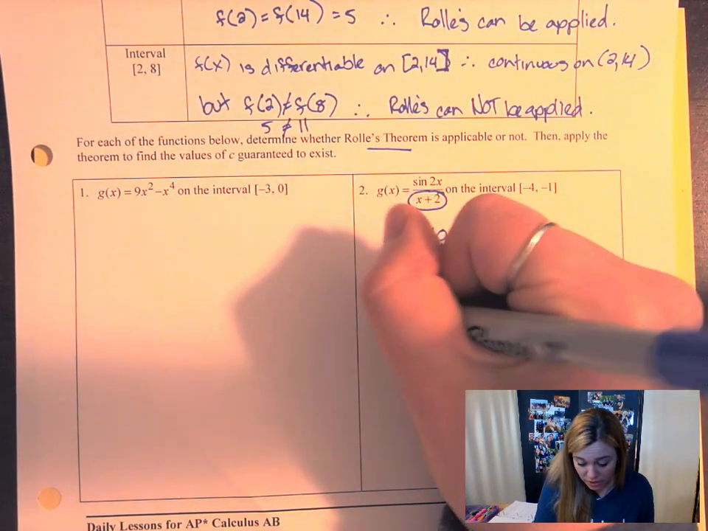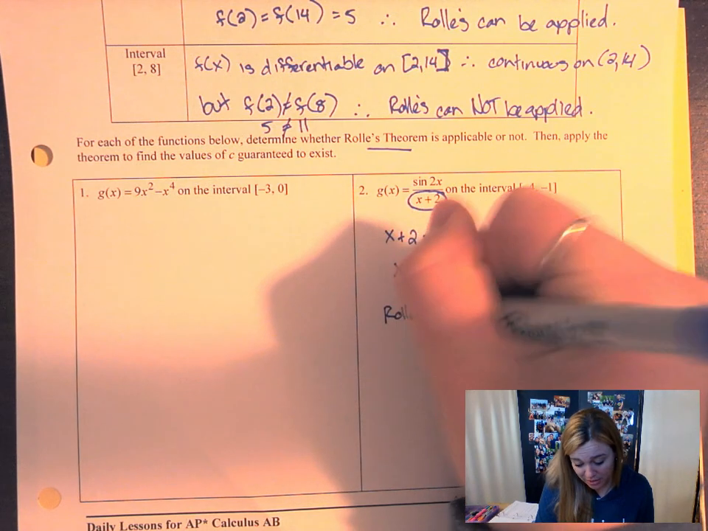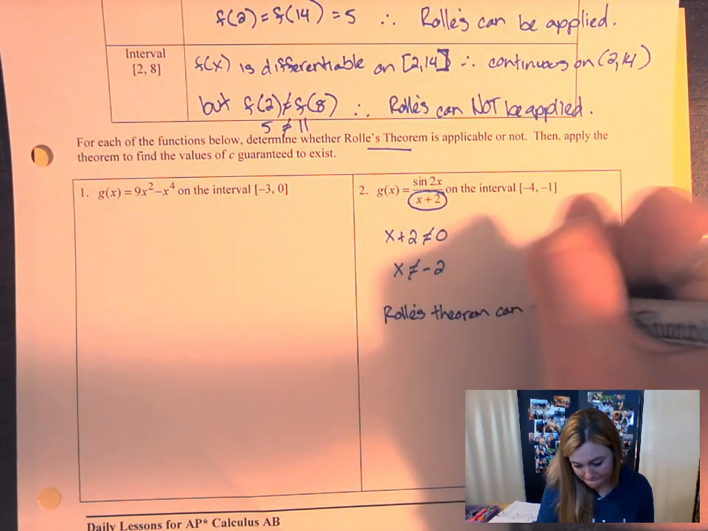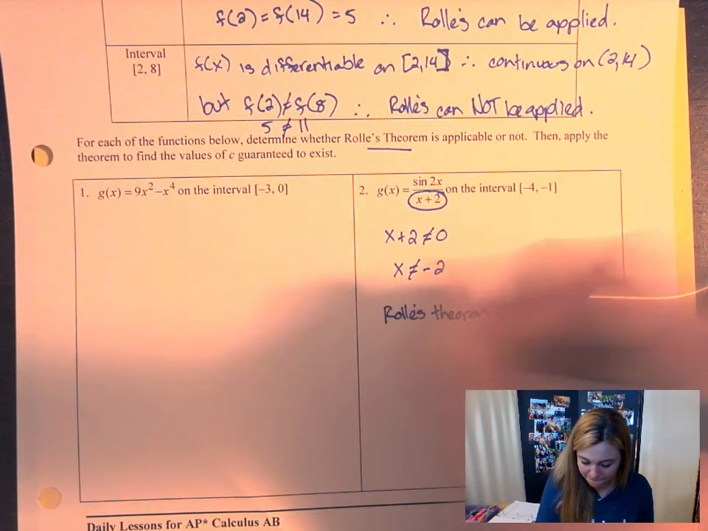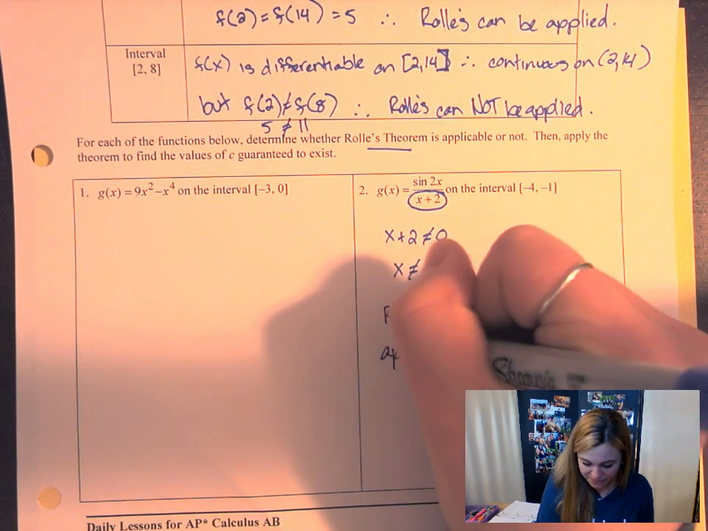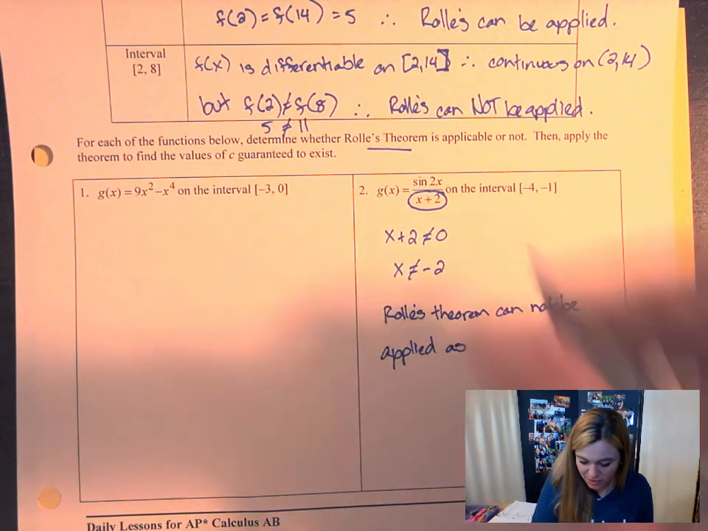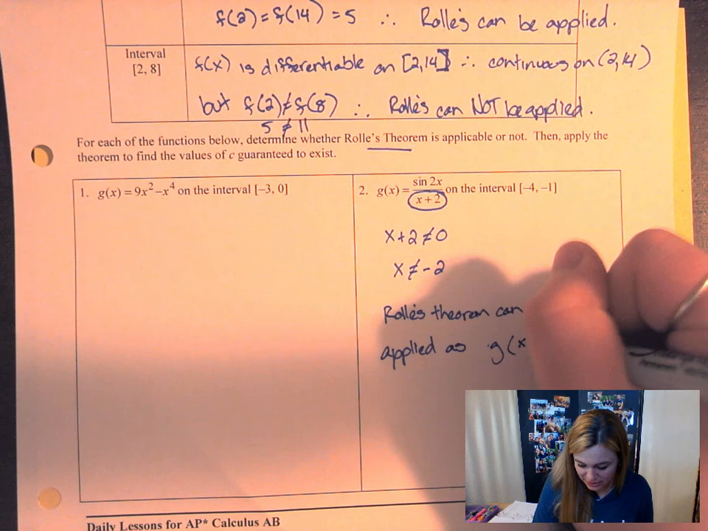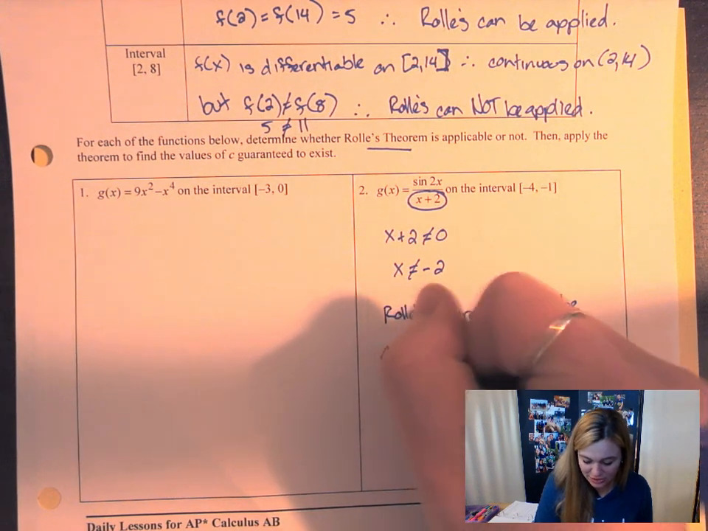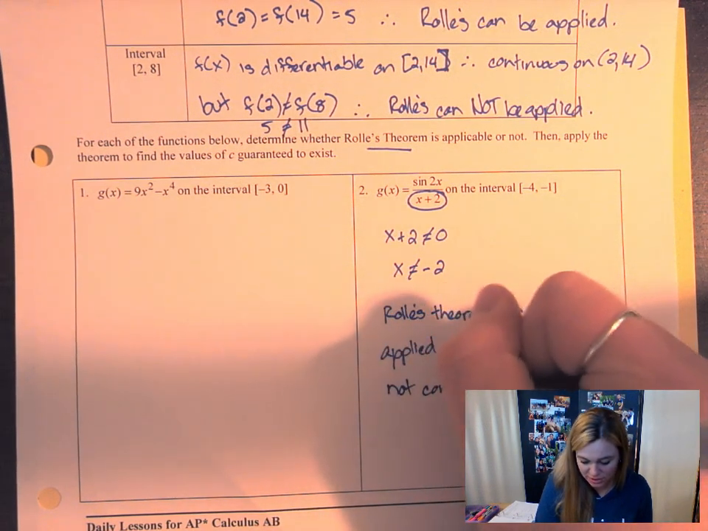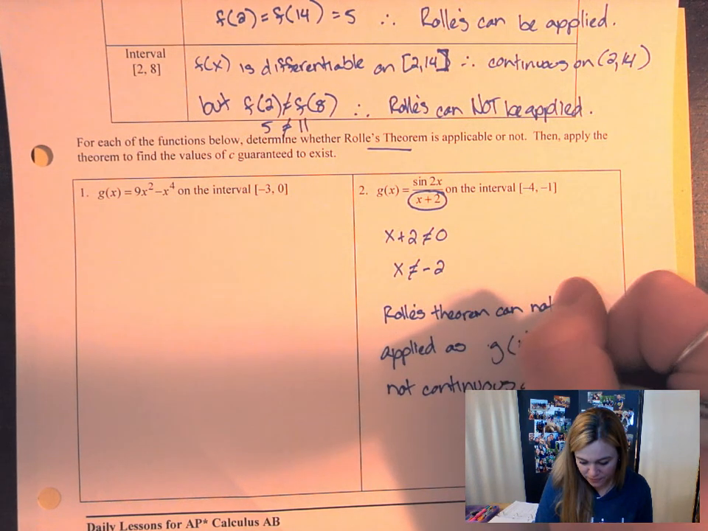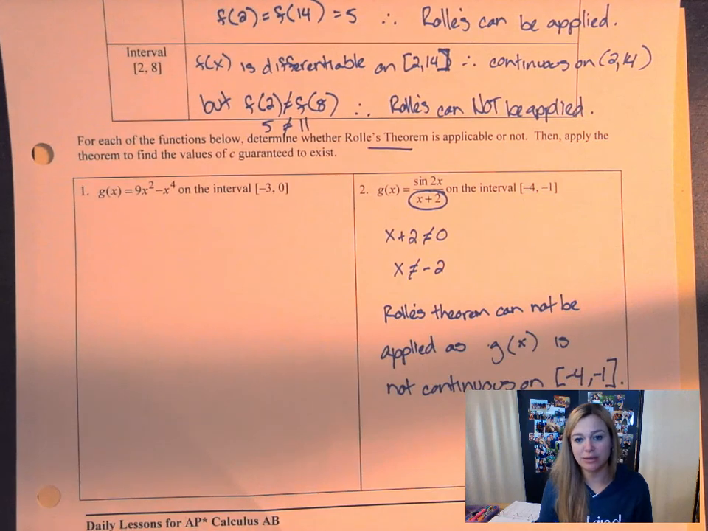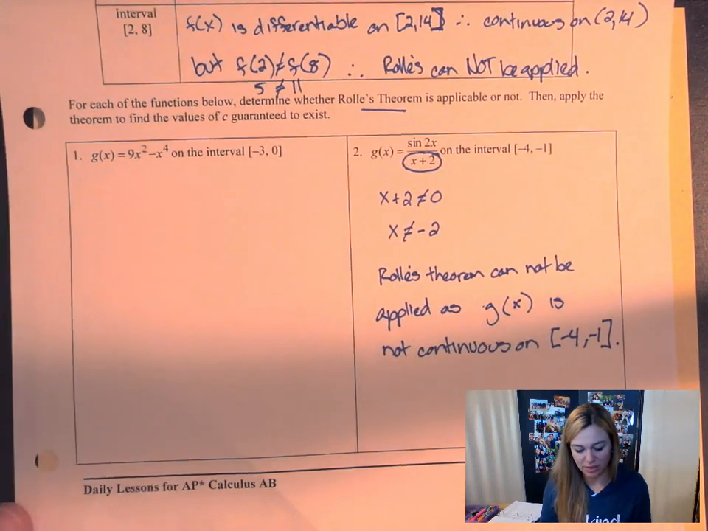Anyway, Rolle's theorem cannot be applied as g of x is not continuous, and you have to say on this interval. So it's not continuous on the interval from -4 to -1. If a function is not continuous, you can stop there. You don't have to do anything else, just Rolle's theorem can't be applied.